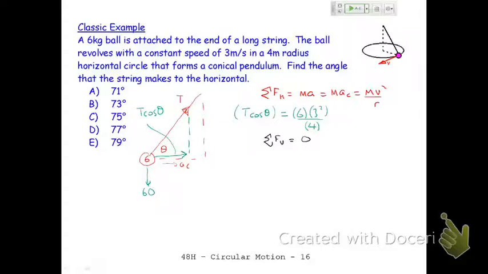It's not. This bob is not speeding up. It's not speeding down. It's not slowing down going up. It's not slowing down going down. It's not going up or down. It's stationary in the vertical. So it's in equilibrium vertically.